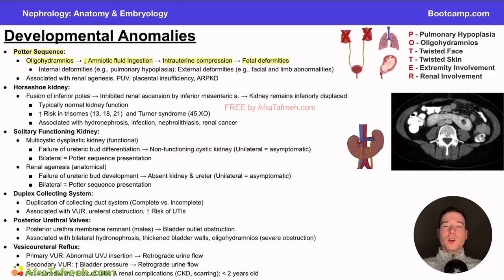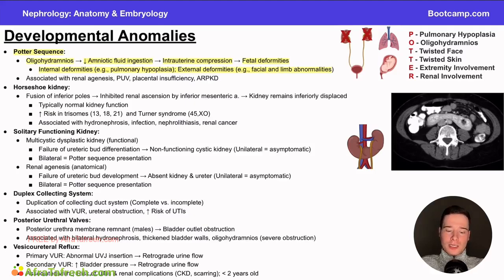And really knowing this is most of what you need to know to get questions right on test day. Now, it's also important to know that some of the internal deformities are referring to pulmonary hypoplasia, and the external deformities are referring to the facial and limb abnormalities. So it's both an internal and external way. When a patient is born and they've had Potter sequence, we can see this on physical exam, but there are also some internal things that we need to be mindful of, such as the pulmonary hypoplasia.